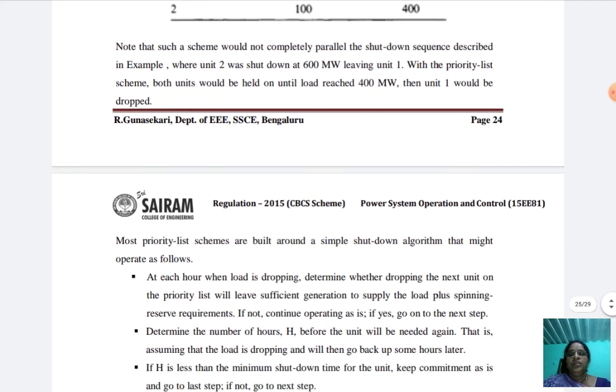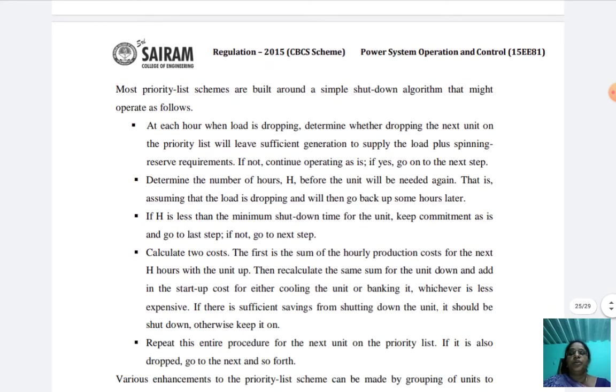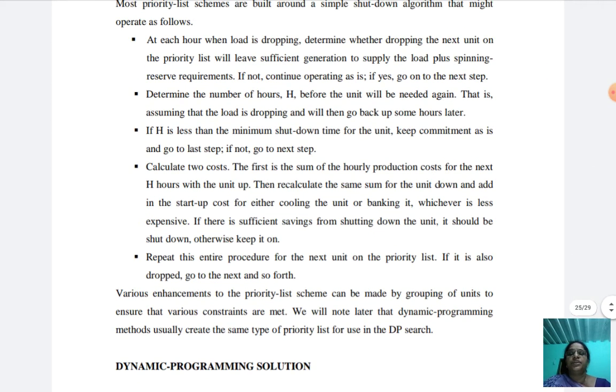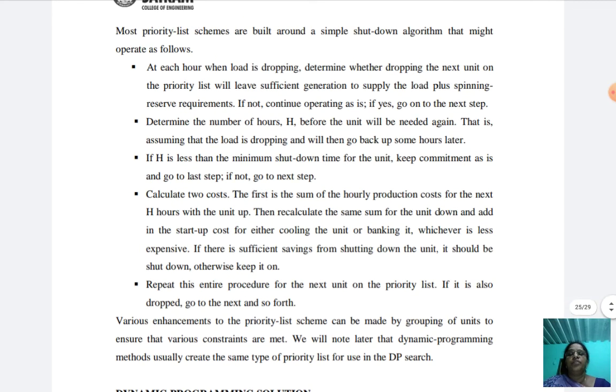Now the summary of points of the priority list method. The first one is: at each hour when the load is dropping, determine whether dropping the next unit on the priority list will leave sufficient generation to supply the load plus the spinning reserve requirement. Spinning reserve is one of the unit commitment constraints.